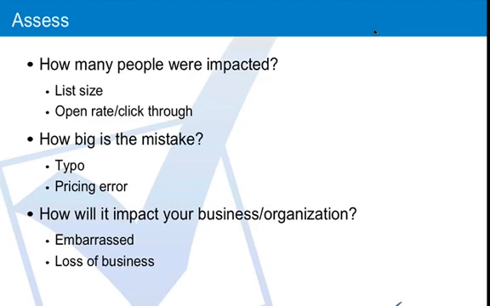Then you want to take a look at how big was the mistake. Is it a typo? Did you misspell your company name like we did? Was there a pricing error? Was it supposed to be 15% off and your email says 50% off? That's a pretty big error right there in sale. So you want to see how big the mistake is and essentially how angry your customers or recipients of your email will be if they get the email and the information in it isn't what they think it's supposed to be. And then you need to think, how is this going to impact your business or organization?